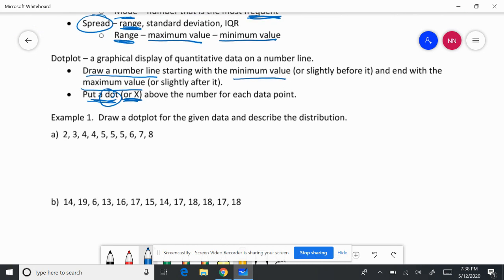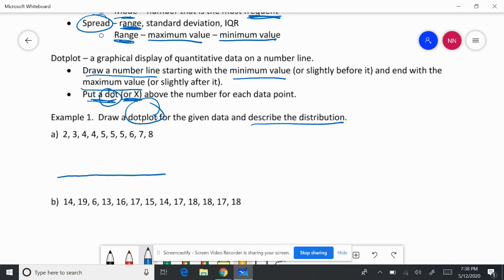If you look at example 1, what we're going to do is draw a dot plot, and we're going to describe the distribution. So dot plot first, it makes it easier after we do the dot plot to describe the distribution. Notice that if we look at the data, it's hard to describe it, but once we see the dot plot, it's going to be really easy to describe the distribution.